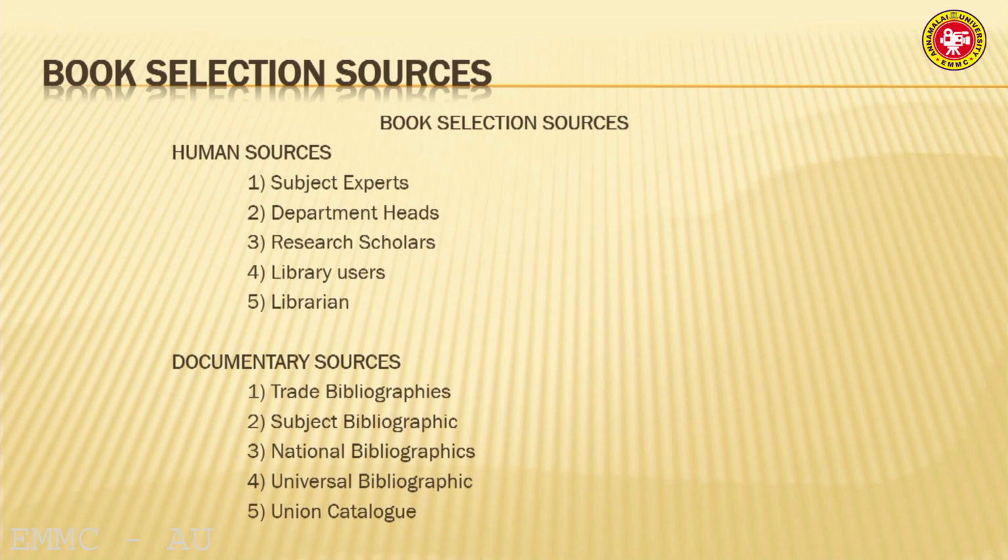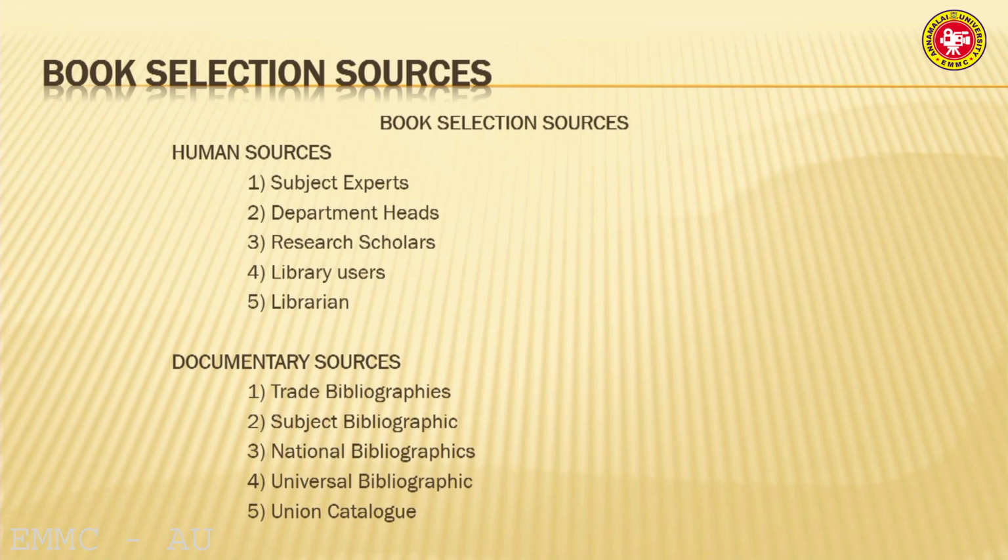So how to know what material is available in the market? The librarian should know by means of various sources. Sources are classified into two types: one is the human source, another is the documentary source. Human source means personal source, such as subject experts, department heads, research scholars, library users and librarians. The second one is documentary sources, which are available in printed form, for example trade bibliographies, subject bibliographies, national bibliographies, union catalogs, and universal bibliographies. These are all examples of documentary sources.